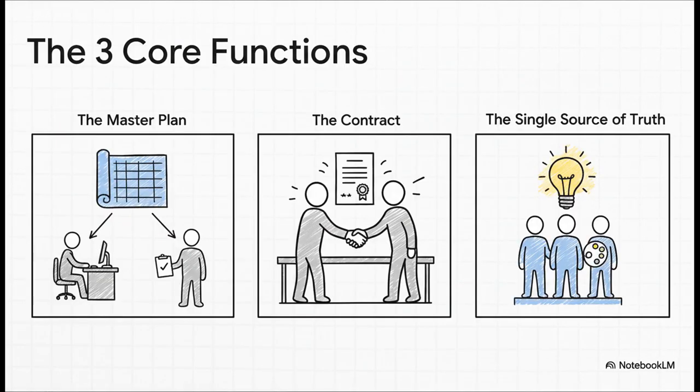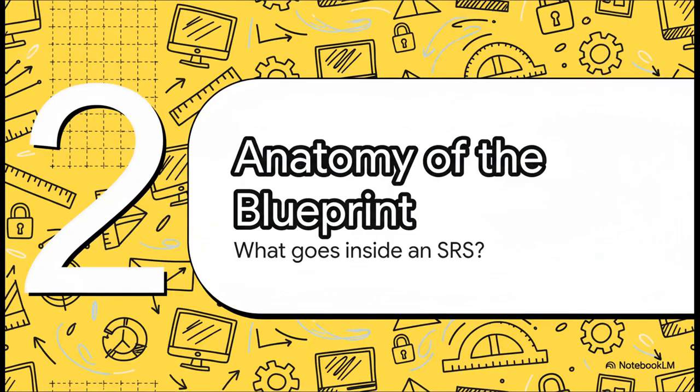You can think of the SRS as doing three big jobs at once. First, it's the master plan, the one central guide that everyone, from designers to developers, can follow. Second, it's basically a contract. It's the formal agreement between the client and the team on what's going to be delivered. And maybe most important of all, it's the single source of truth. This prevents that classic nightmare scenario where everyone has a completely different picture in their head of what the final product should be.